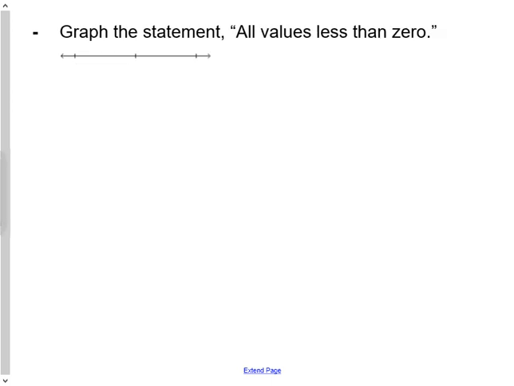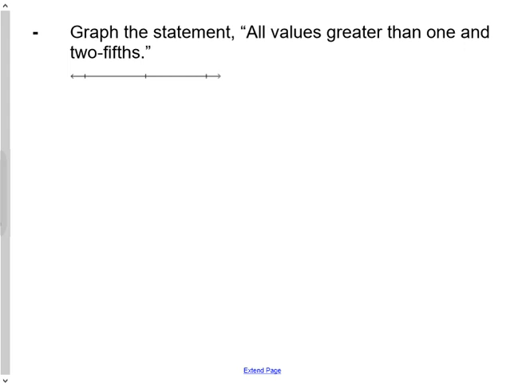All values less than 0. I'm going to put 0 here. I'm going to put negative 1 here. I'm going to put 1 here. And all values, it's an open boundary point because it does not include it. Less than 0 would be this way on my number line.